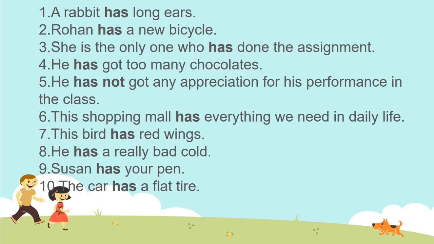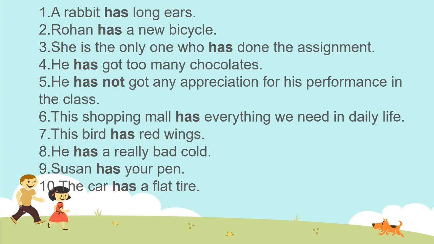Another one is she is the only one who has done the assignment. Again here the word "has" is connecting with she because she has done the work, so it's about her, that she's the one who has done the assignment. Now let's read the other ones. He has got too many chocolates. Again the boy or the man is having too many chocolates.